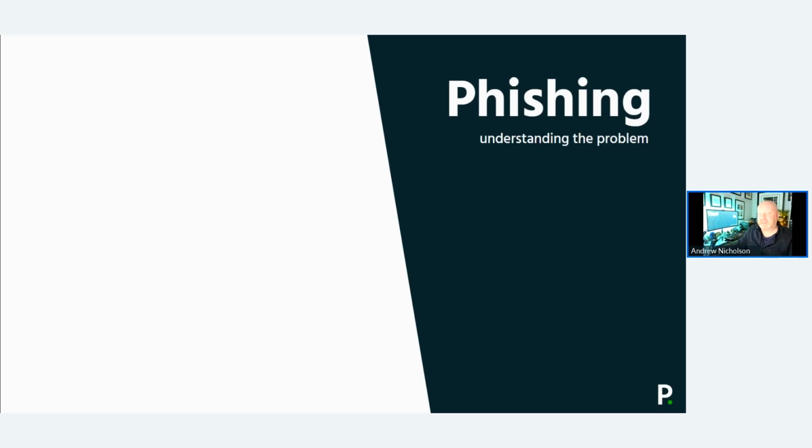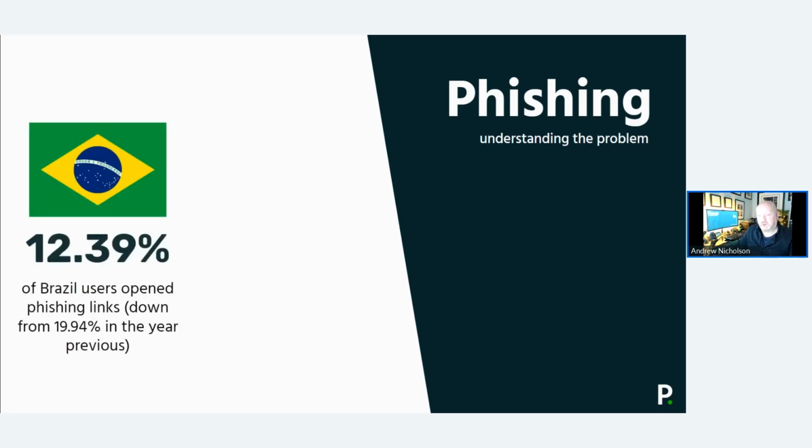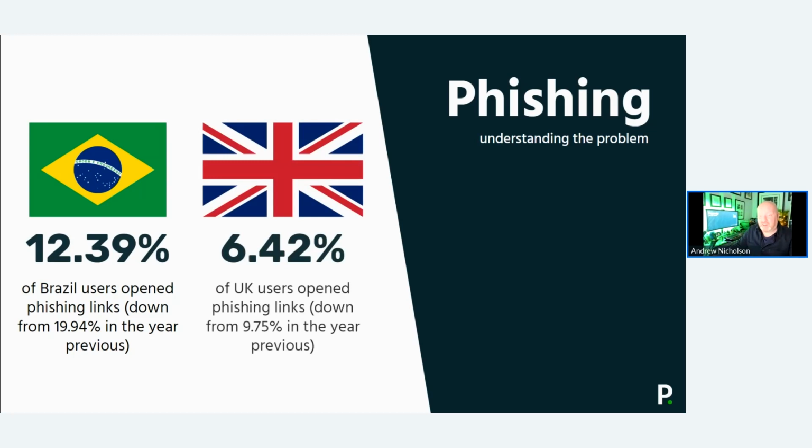can lead to details being stolen or land malware. But the average Joe wouldn't be susceptible to this, surely? Well, a recent Kaspersky study looked at how many users in a given region had attempted to open phishing links in 2021. Brazil had the worst figures, with 12.39% of users trying to open phishing links. That was down from 19.94% from the previous year. In the UK, we saw roughly half of Brazil's figures, with 6.42%, which is down from 2020's 9.75%.